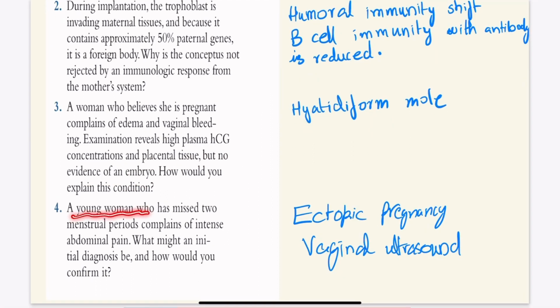Question 4. A young woman who has missed 2 menstrual periods complains of intense abdominal pain. What might be the initial diagnosis? This can be ectopic pregnancy. How would you confirm it? By vaginal ultrasound.